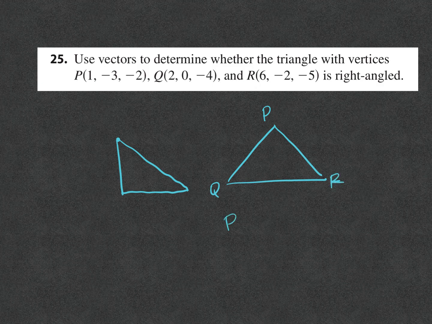So you would need the vector for PR, and then the vector for RQ, and then the vector for QP. Now, if any of these are perpendicular, then you have a right triangle. And if none of them are perpendicular, you do not have a right triangle.